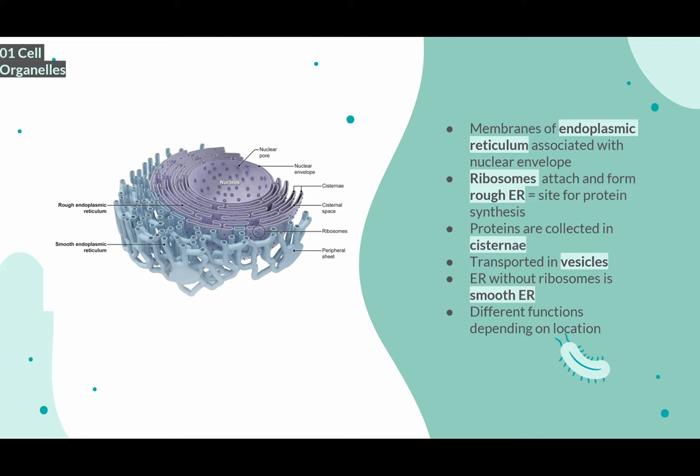And there's also the smooth ER, that is the ER without ribosomes attached, and it has many enzymes on its membranes, and it has different functions depending on the location. For example, one function could be toxin breakdown in the liver, but also it produces phospholipids for construction of membranes and lipids in the cell.